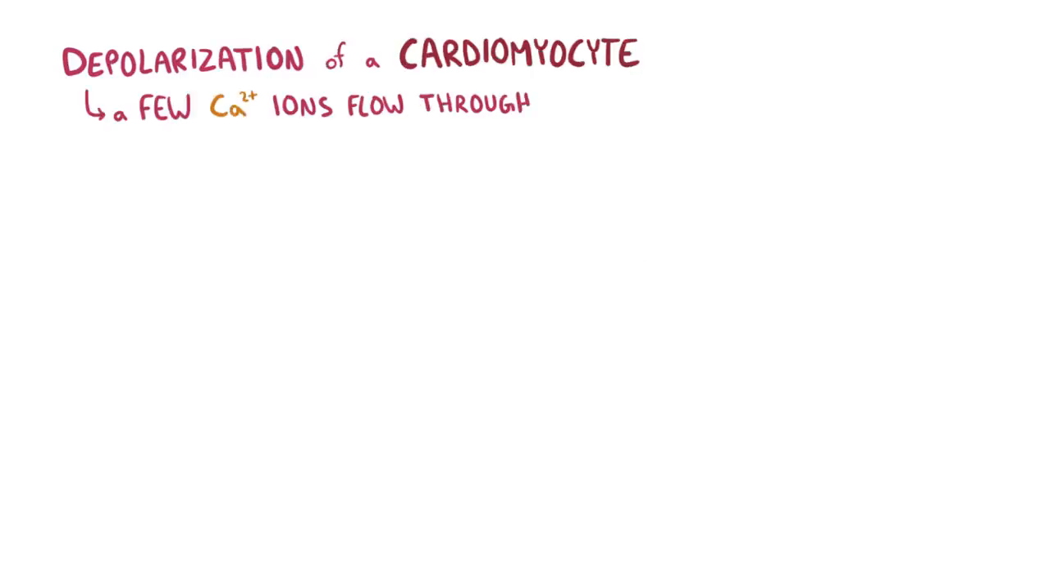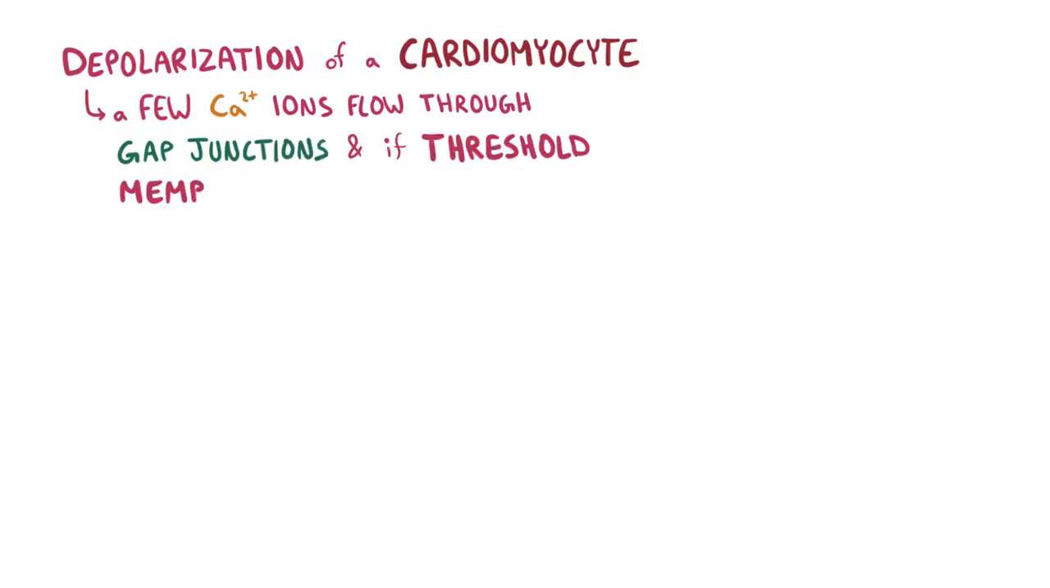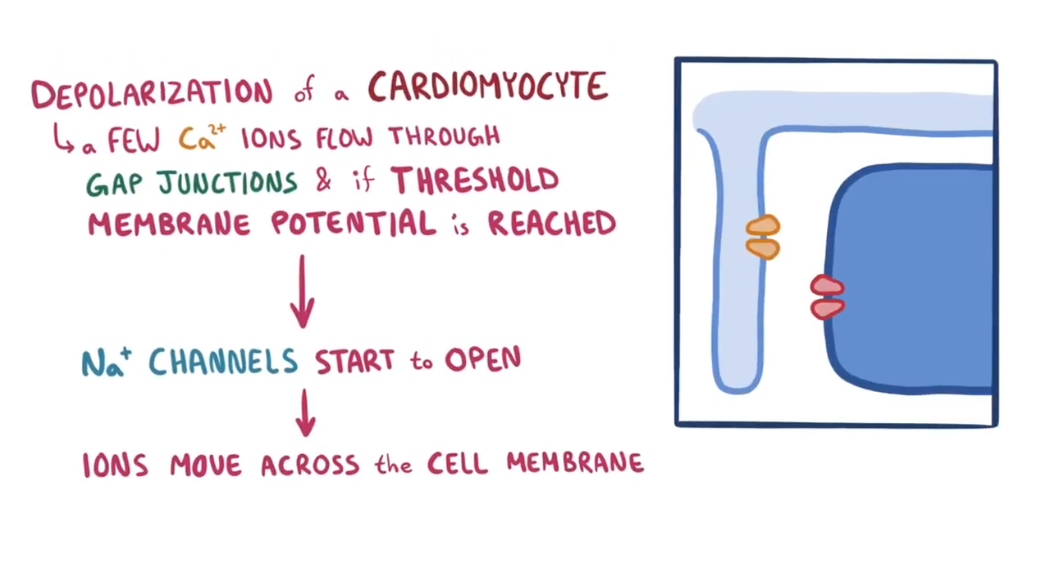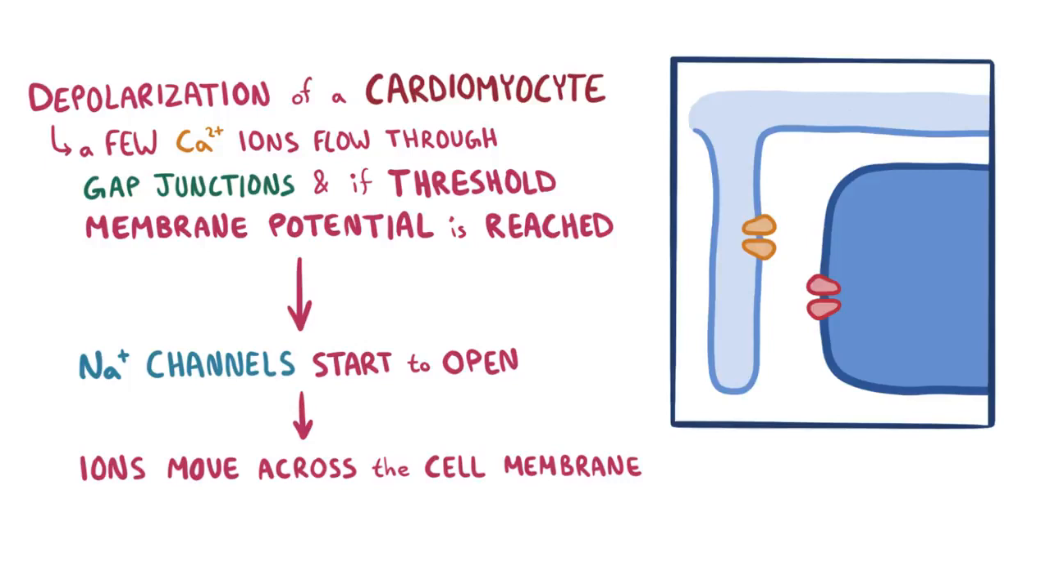When a depolarization wavefront hits a cardiomyocyte, a few calcium ions flow through gap junctions, and if a threshold membrane potential is reached, then sodium channels start to open up. If there's a depolarization, then ions start to move across the cell membrane, and that's where the T-tubules play a key role. During the part of the cardiomyocyte action potential when calcium ions flow into the cell, the presence of T-tubules helps bring calcium deep into the cell.